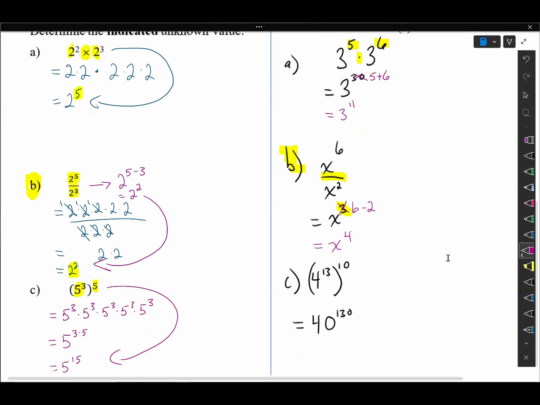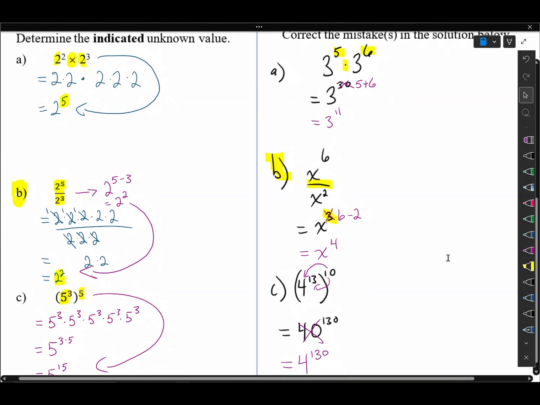And part C, whoever has worked with this, they've multiplied the 10 by 4, and they've multiplied the 10 by 13. That's a trap. Our base must stay the same. They've handled the exponent correctly, but the base must remain the 4, the original 4 that we were working with. This is 4 to the exponent 130 rather than 40 to that exponent.